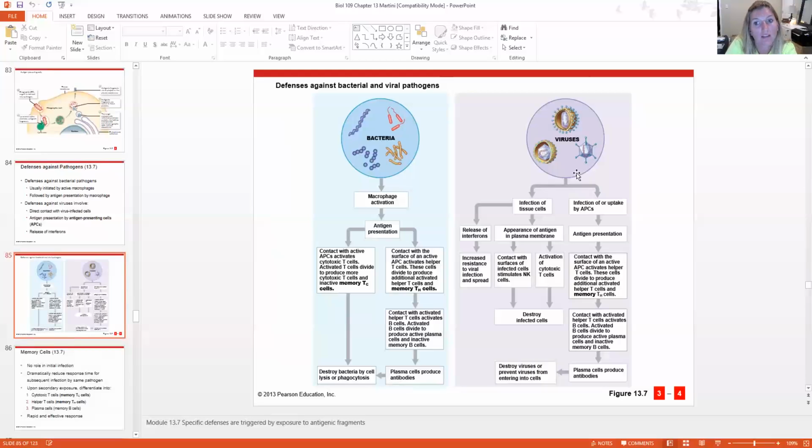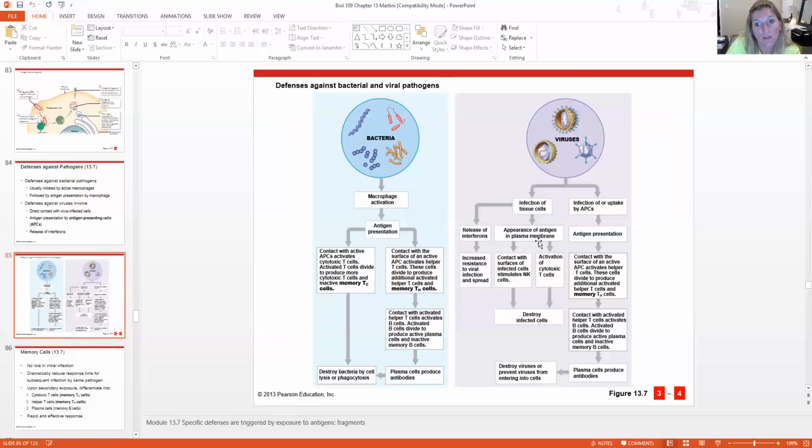In viruses, again, viruses will infect a tissue or infect an antigen-presenting cell. They'll actually infect the macrophages. And those macrophages will do the antigen presentation, put up their little flare, and then helper T cells and B cells will come out and destroy the virus. If they infect tissue cells, those interferons are going to be released. Interferons are basically going to spread viral resistance to the surrounding area and help the spread of the viral particles going everywhere.